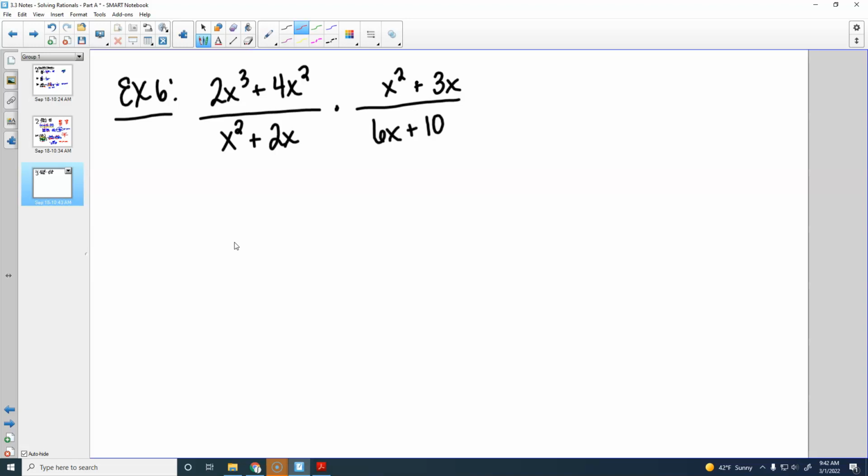Alright, so I've got (2x cubed plus 4x squared) over (x squared plus 2x) times (x squared plus 3x) over (6x plus 10). So nothing will cancel as it is. I've got plus and minus signs here, so I can't just start marking x's out. How do I factor something like 2x cubed plus 4x squared?